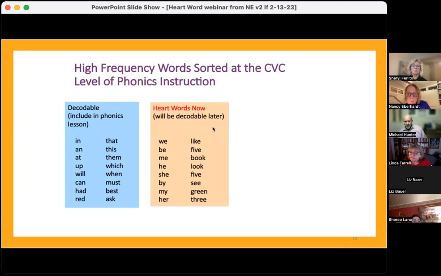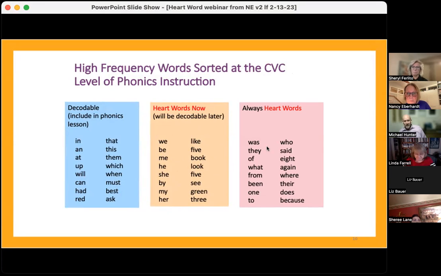The middle list are heart words now, if we're in CVC, thinking first grade and kinder. These would be heart words because they're high frequency words that are decodable later, but we might need you to know them now. So we would teach them as heart words. And then finally, there are those irregularly spelled ones that don't fit the most common spelling patterns, and they are considered irregular. Therefore, they will always be heart words.